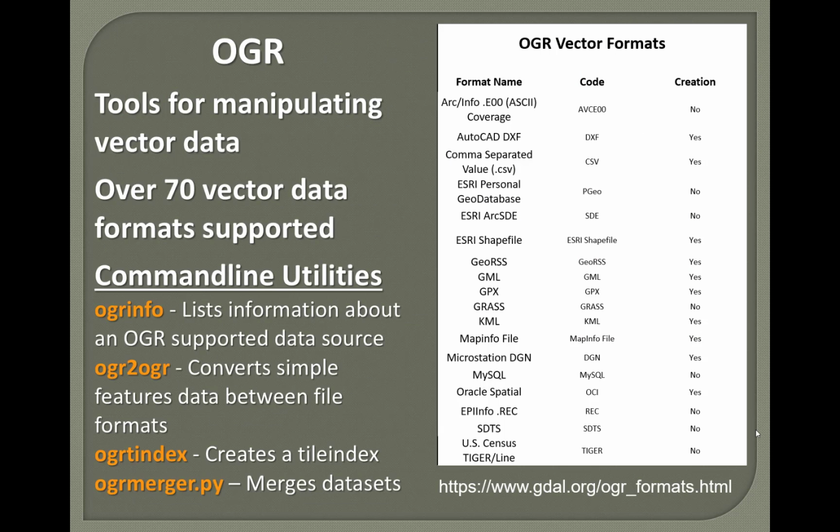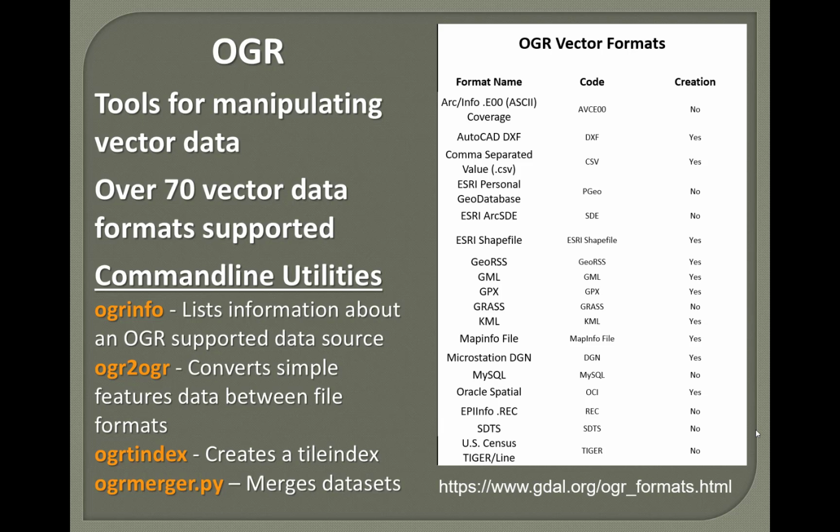So going into OGR a little bit more, OGR is again tools for manipulating vector data. And OGR currently supports over 70, almost 80, I think now, vector data formats. So on the right hand side, you can see some of the common vector formats that OGR supports. So you'll recognize some of these: Esri Personal Geodatabase, Esri Shapefiles, GPX, KML, things like that. So a lot of the common formats it reads and writes. So that means that QGIS can read and write those as well.